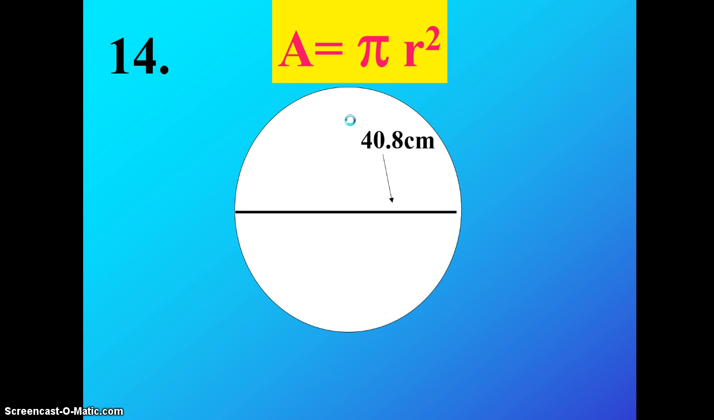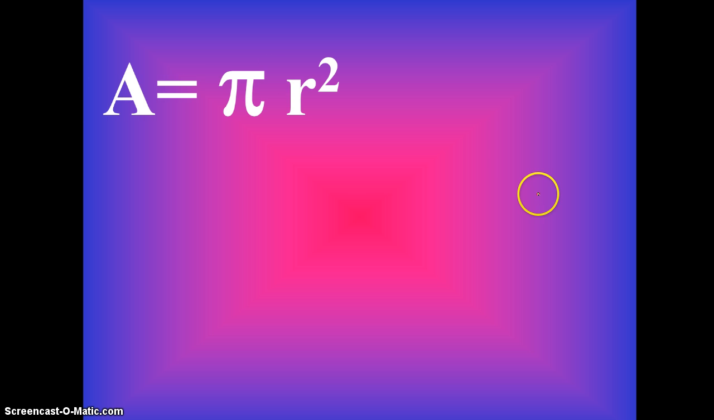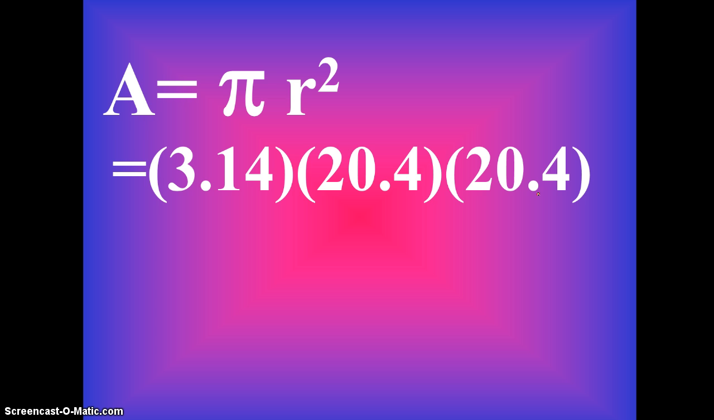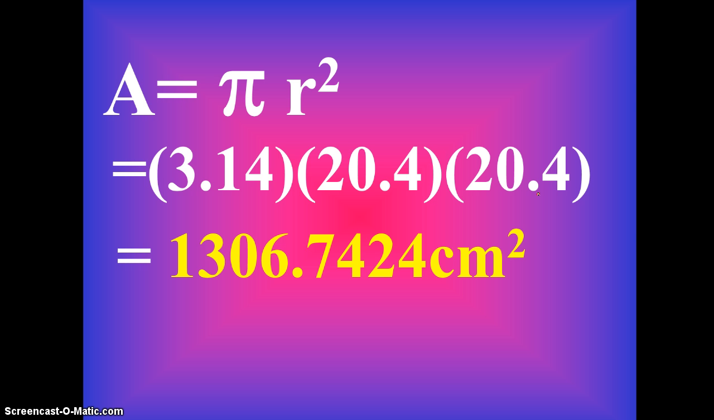And we have another, 40 and 8/10 is the diameter. We don't need the diameter, we need the radius, so we're going to cut it in half. Half of 40 and 8/10 is 20 and 4/10. We'll plug that in our formula. Go ahead and hit the pause button so you can beat me to the answer. And we get an area of 1,306 and 7,424 10,000ths centimeters squared.